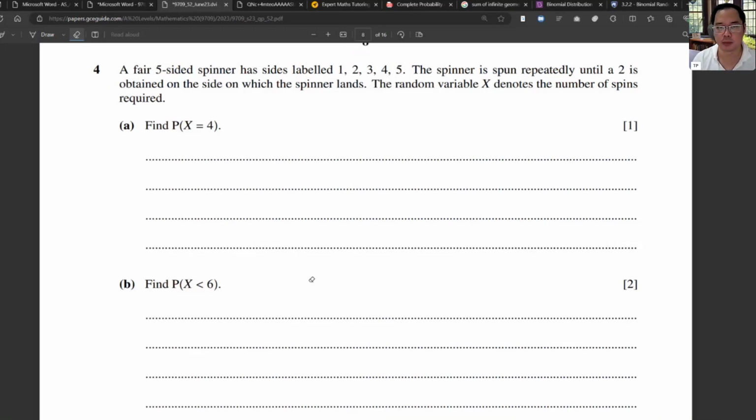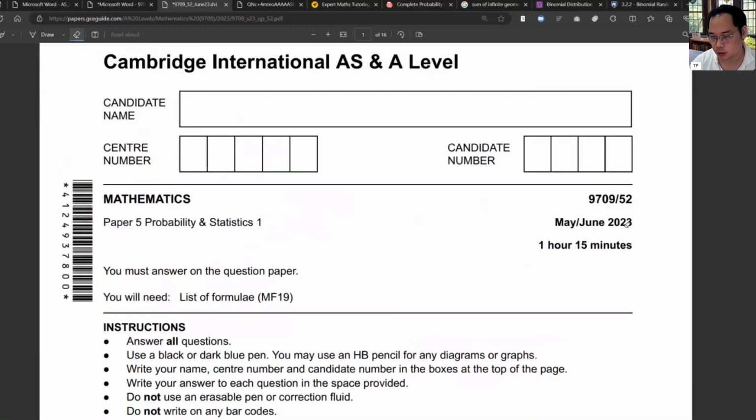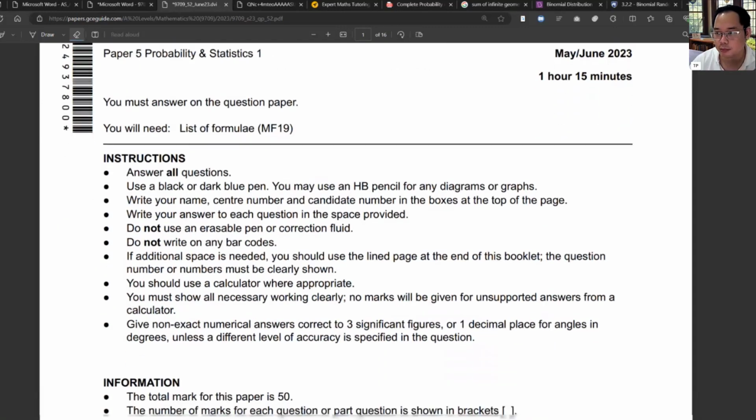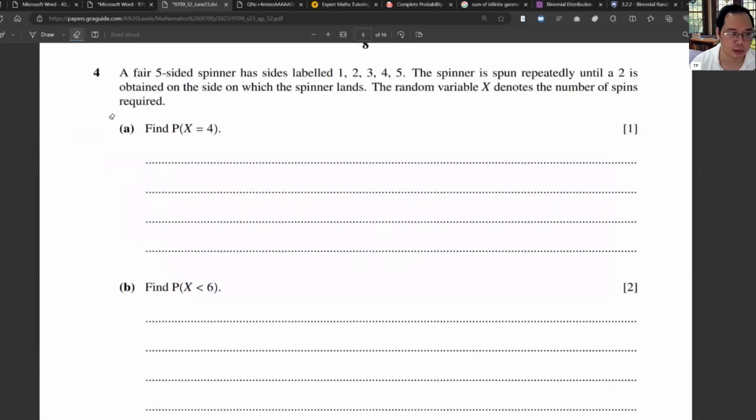In this video, I'm going to help you solve problem number 4 in the A-Level Math past paper 5.2, which was made only a few months ago. This is paper 5.2, lasting 1 hour and 15 minutes. Problem number 4 here, I think, is one of the most difficult problems.